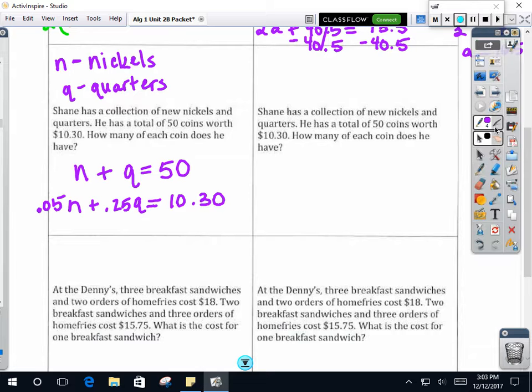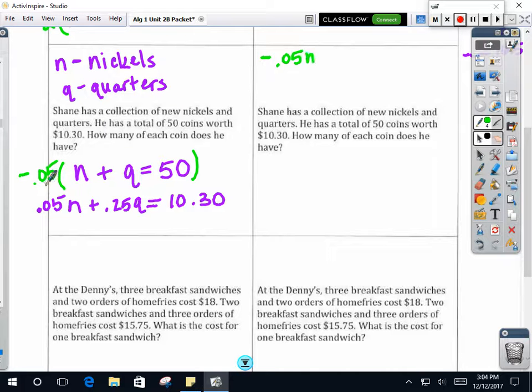Okay, now what do I need to do? So what do I do? Is that the only thing I could have multiplied it by? Right. Okay, so I'm going to write over here what they become. Negative 0.05 times n becomes negative 0.05n. Negative 0.05 times q becomes negative 0.05q. And then it equals whatever negative 0.05 times 50 is. Okay, then the bottom equation remains the same, so you just rewrite it.